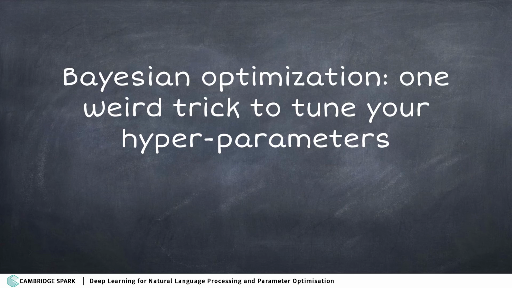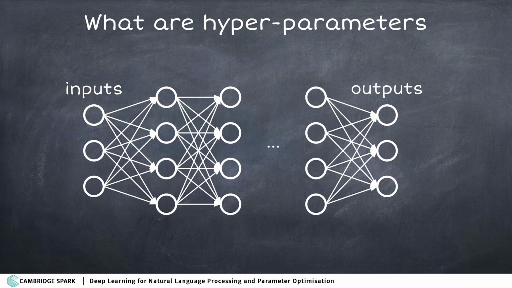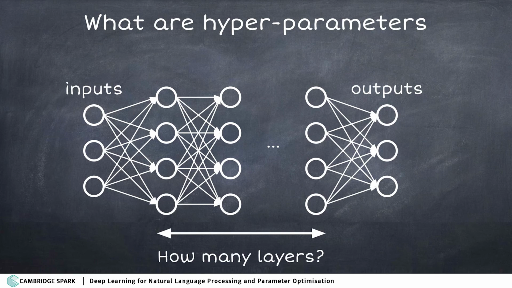So what are hyperparameters? What are we trying to optimize? Well, if you have a neural network, like Ekaterina described in the previous talk, you're probably going to have many things that you're going to be able to tweak or tune about your neural network. So for example, here I have some inputs, some outputs, and I have some stuff in the middle. But how many layers should I use?